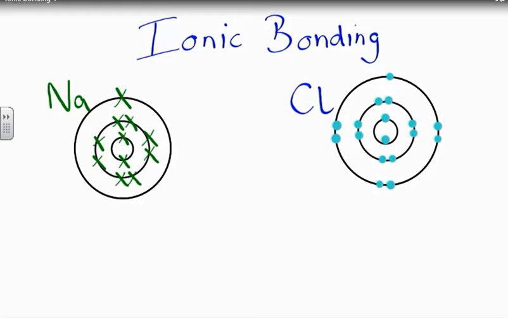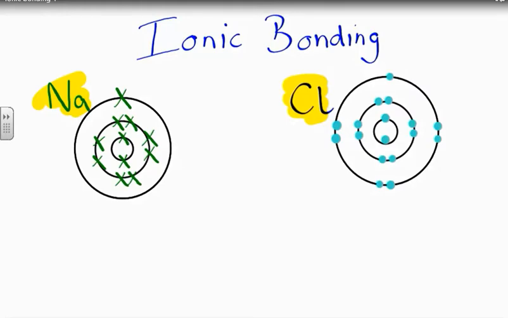Hi, so in this video I'm going to be talking to you about ionic bonding. So this is between metals and non-metals and involves the transfer of electrons. So I've got my example on the board. We've got sodium, which is our metal, and I'm going to use chlorine, which is our non-metal.